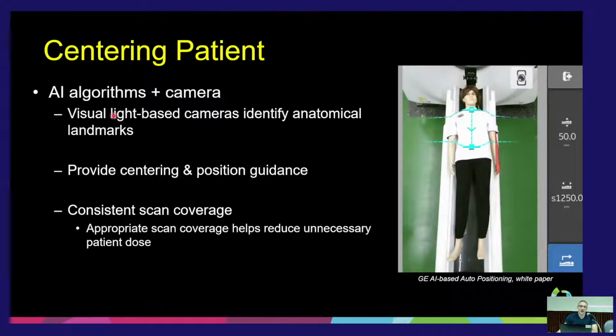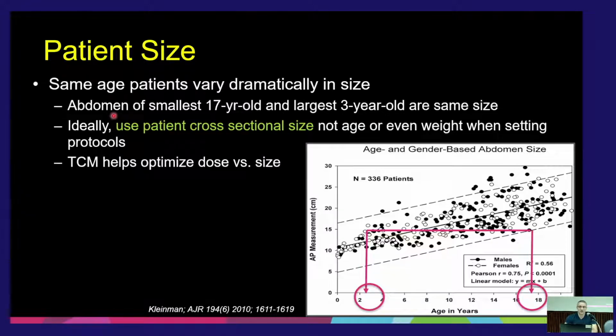So AI is coming a long way to help us properly position our patients and get them in a good place, so that when we start the scan, we know that we've optimized as best we can the tube current modulation. Tube current modulation is a great way to help take into account various different sizes.